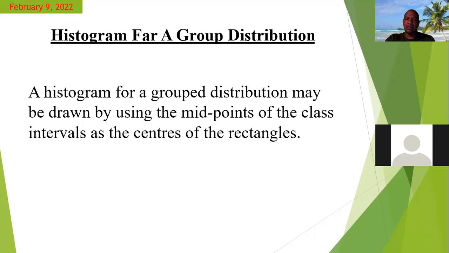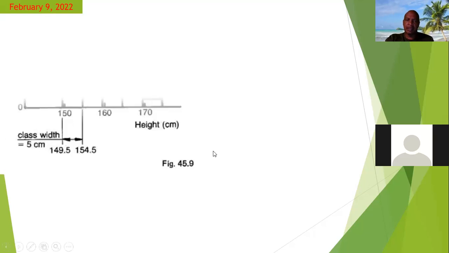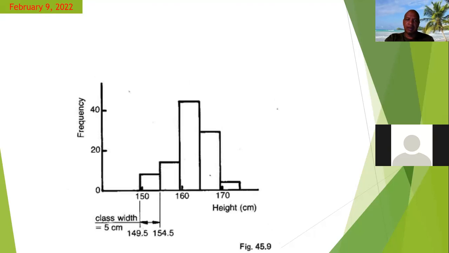All right, so once you're going to use a group distribution, you have to draw your histogram using the class midpoint to represent the center of the rectangle. Now, if you notice here, we have a histogram where all the widths of these rectangles are the same, and the height of the rectangles gives the frequency.